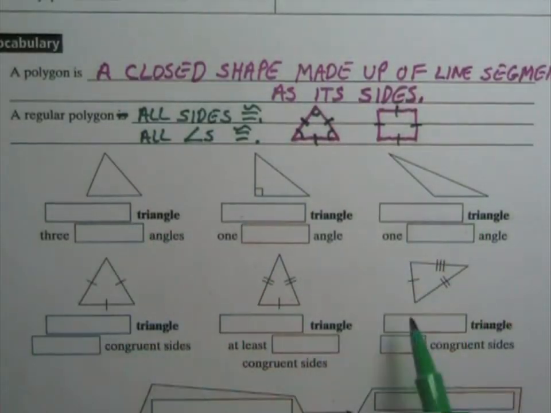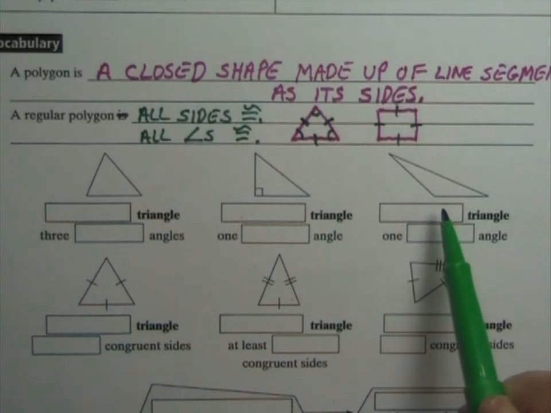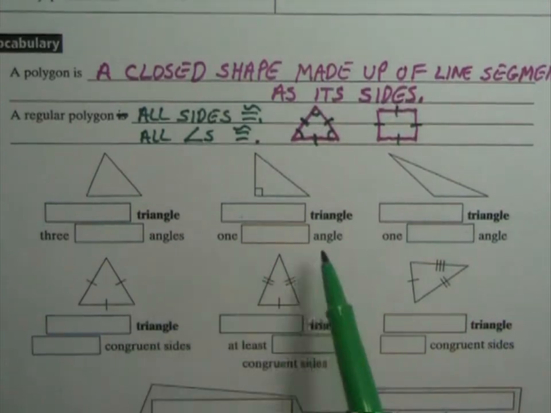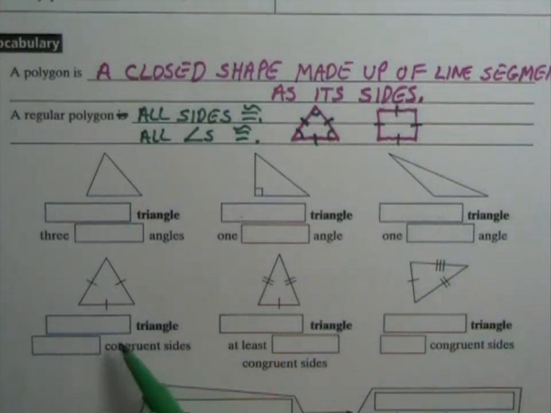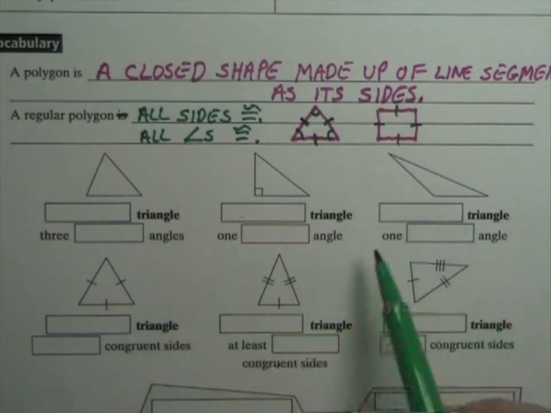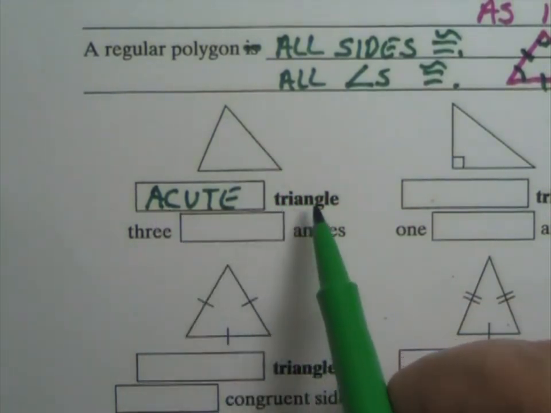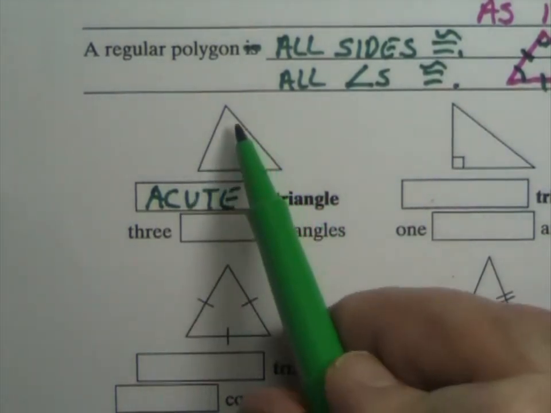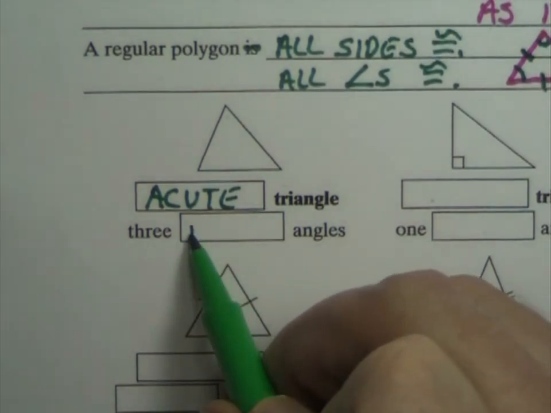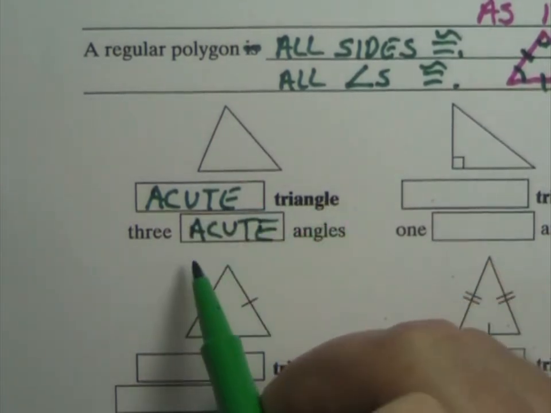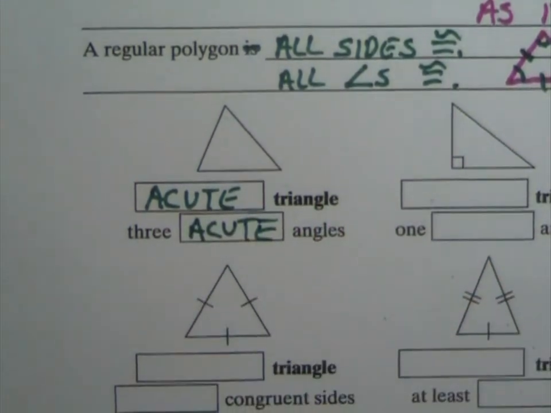Okay, we have 6 different triangles, and the first 3 we're going to classify by their angles. See there it says angles, angles, angles. And the bottom 3, we're going to classify by the sides. See it says sides, sides, sides. All right, so keep that in mind. There are different ways of naming triangles. This first one is what they call an acute triangle, because all 3 angles inside are acute. They're less than 90. So it's an acute triangle because it has 3 acute angles.